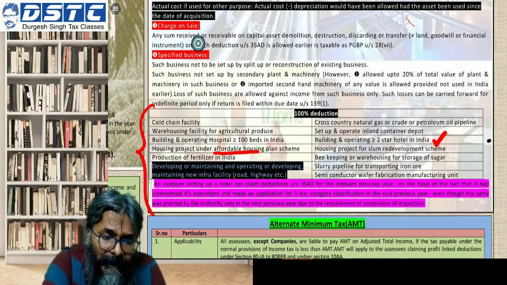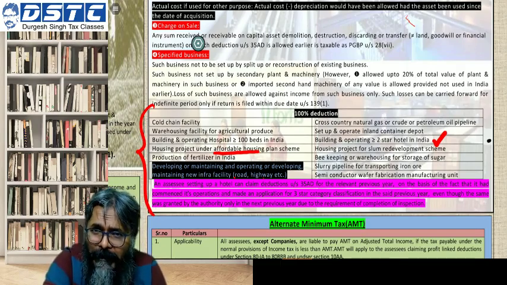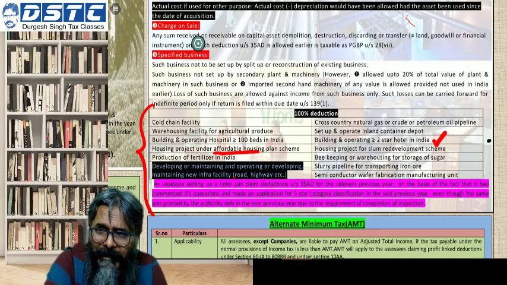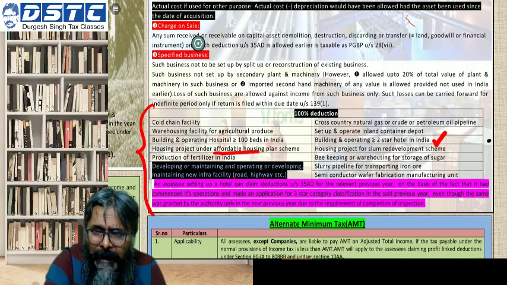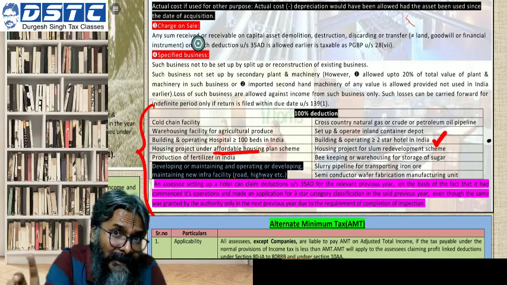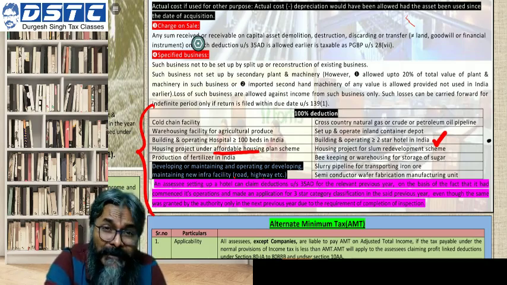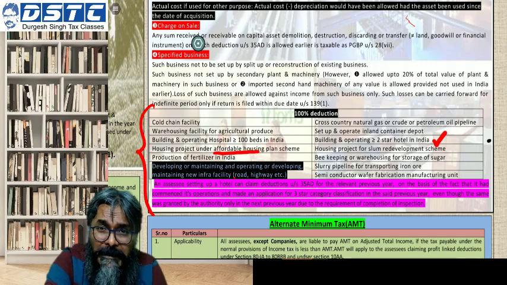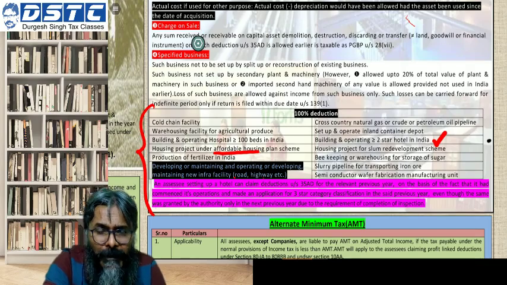Then the slum redevelopment projects. Many cities have slums, and a lot of redevelopment projects are being done there. So anyone engaged in a slum redevelopment project, this would be considered a specified business, and in respect of this specified business, whatever capital expenditure you have incurred will qualify for a full deduction. 35AD will give you a full deduction of the capex.